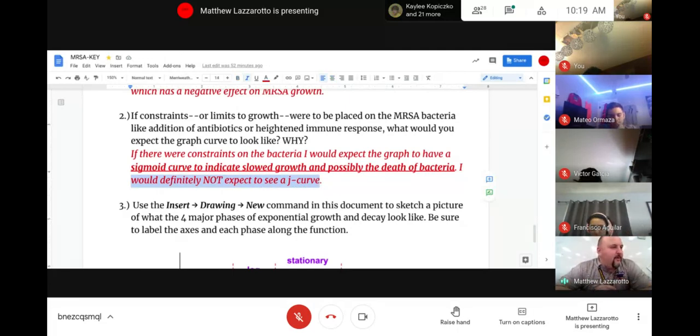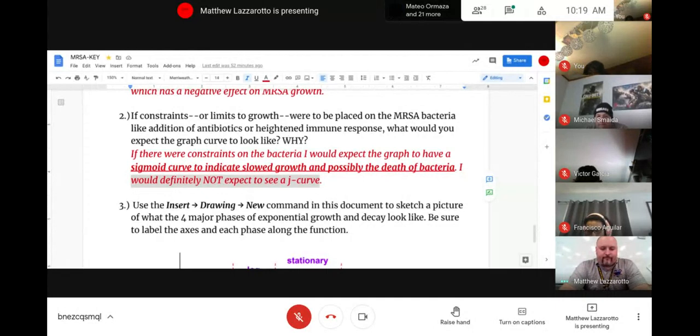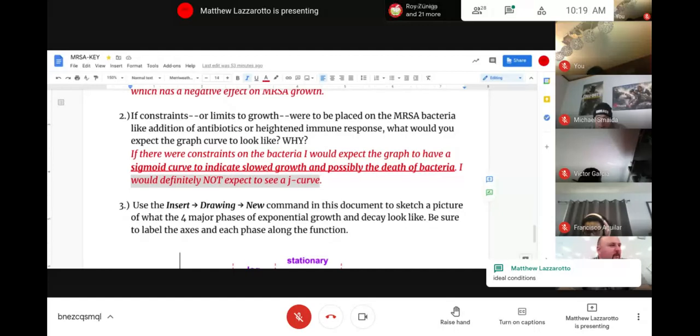What's the difference between an S curve and a J curve? What does the J curve do? A J curve, it goes on forever exponentially. Very good. So a J curve represents exponential growth, and we will not see a change, right? This is considered like ideal conditions for the bacteria because there's no constraints on it.